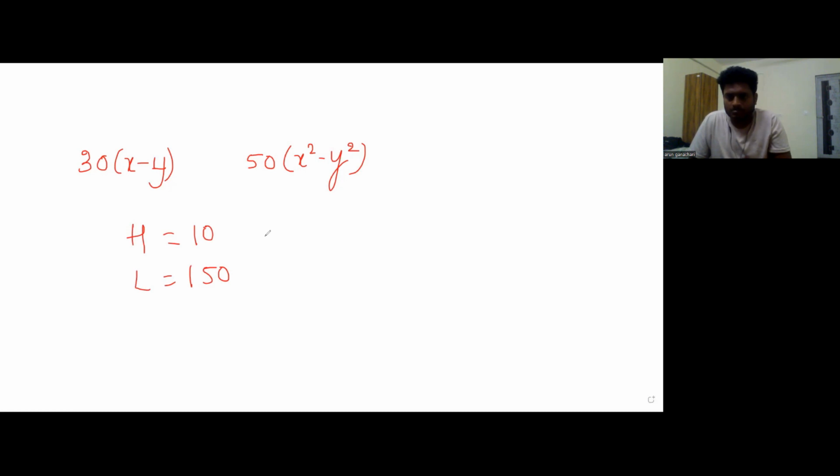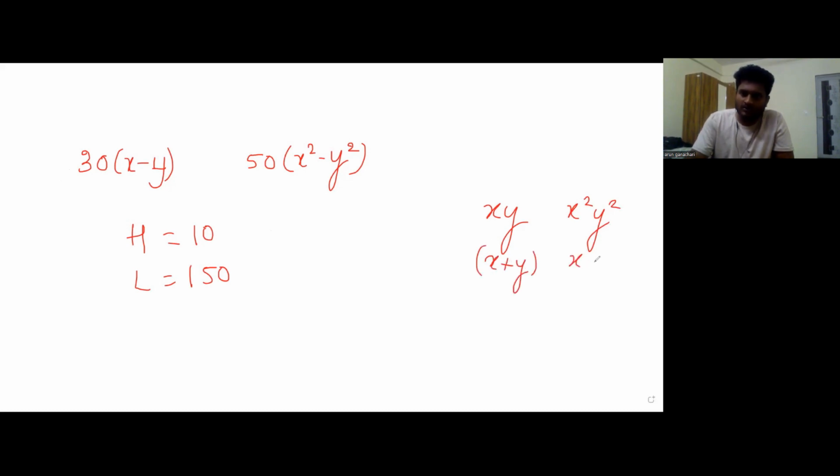Sir, x square minus y square. How will you write x square minus y square? What is common? If we have xy and x square y square, then we have xy common. If there is an addition or subtraction symbol in between them, then these are not the same numbers. There is nothing common. That's altogether a different number, so we cannot take it as common.